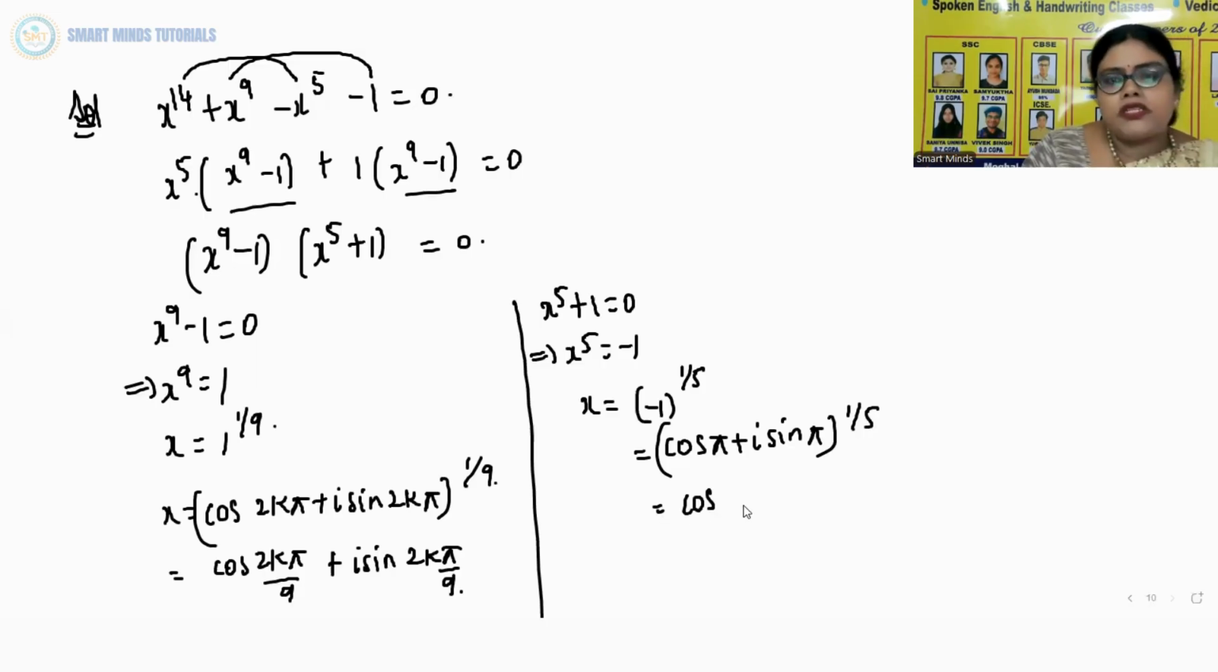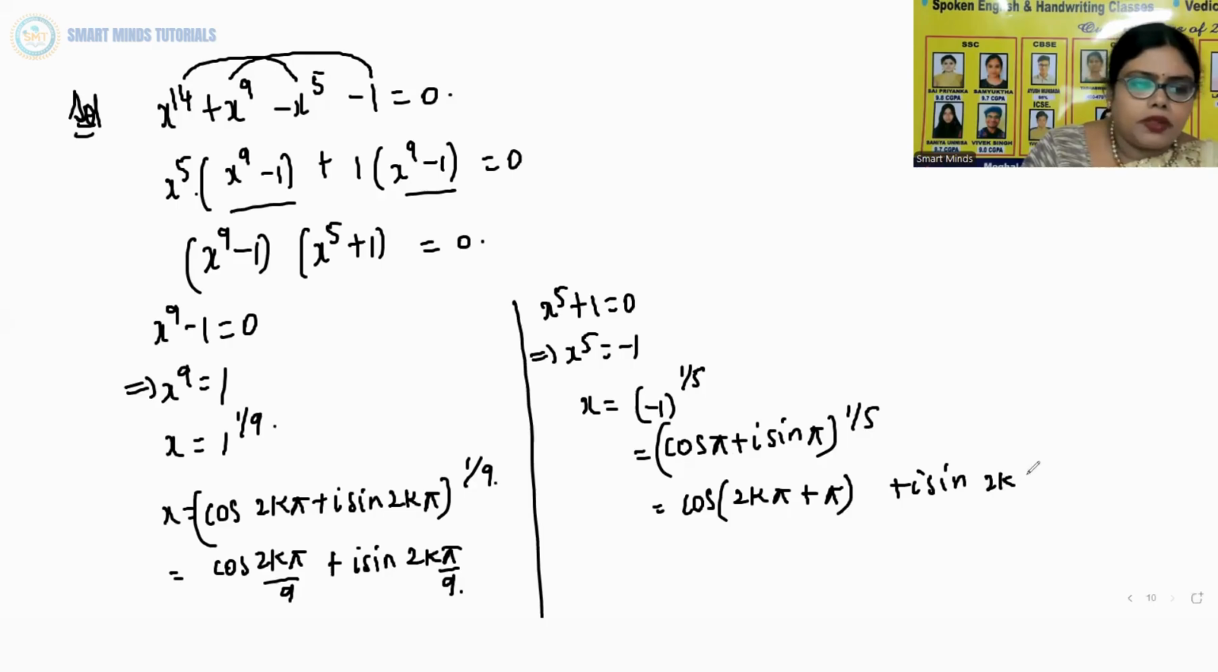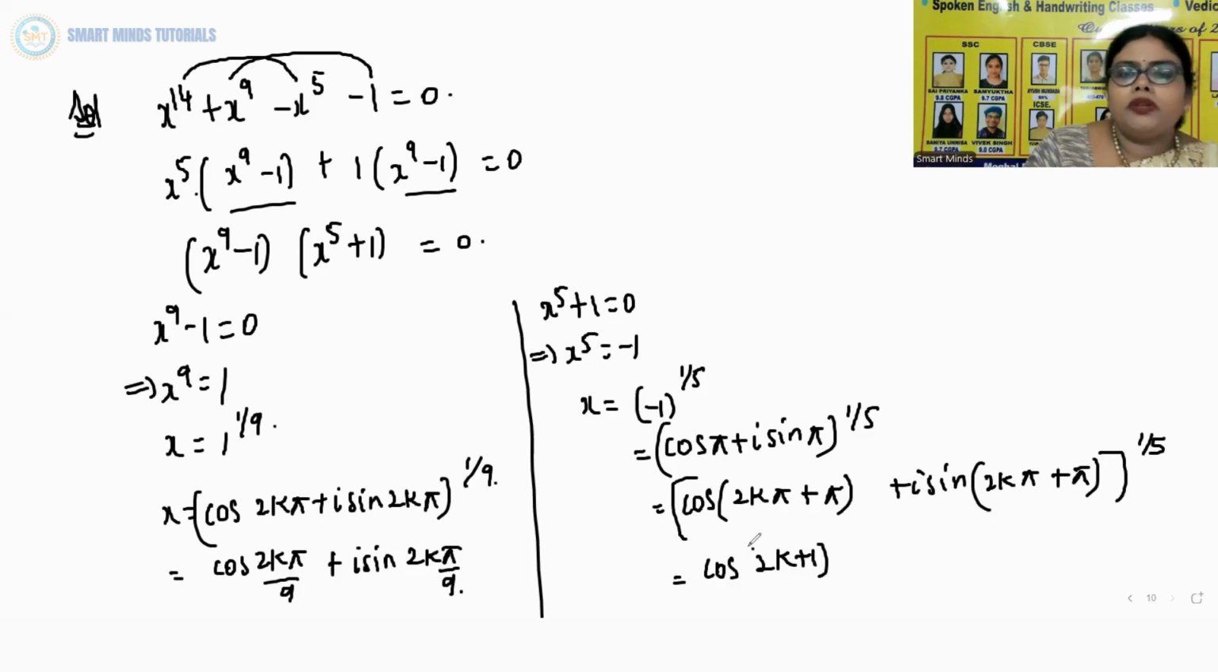So that is cos, what is the general form? 2k pi plus i sine 2k pi plus pi, whole power 1 by 5. If we separate it, we get cos, if we take pi common, (2k plus 1) into pi by 5. We are applying De Moivre's theorem here. Plus i sine (2k plus 1) into pi by 5.